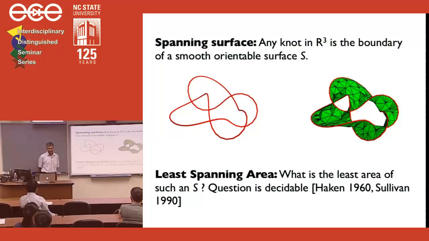This least area spanning problem was shown to be decidable by Haken, and then it was in John Sullivan's thesis. Haken was at U of I, Sullivan was at U of I, I'm at U of I, and my collaborator Nathan Dunfield is at U of I. So good things happen there sometimes.